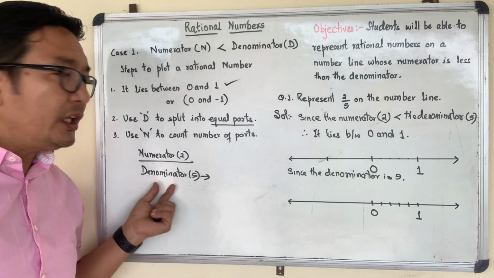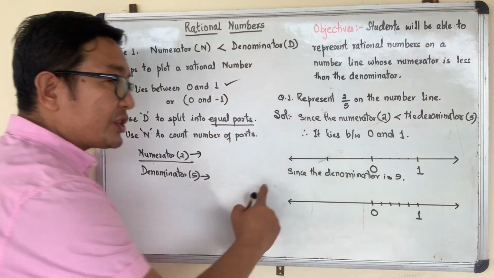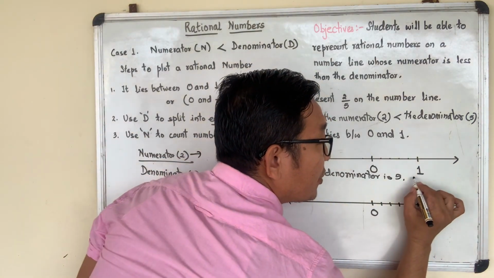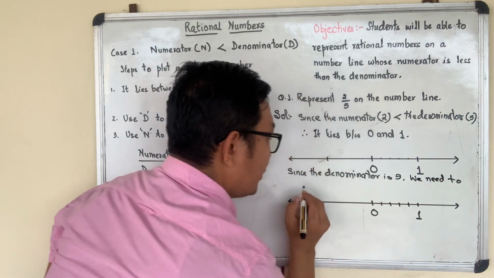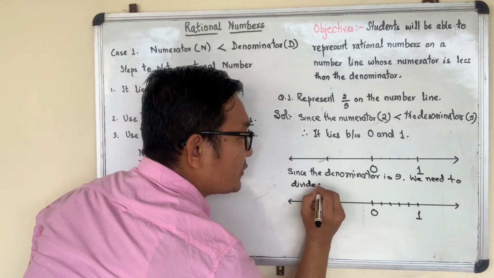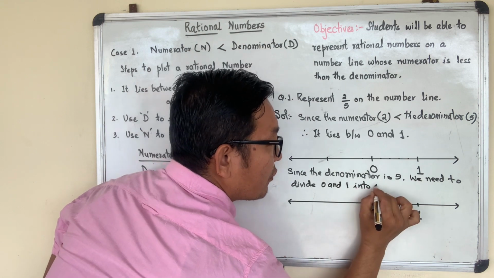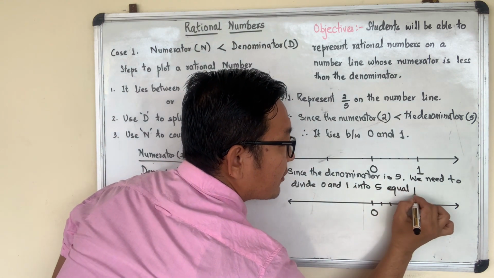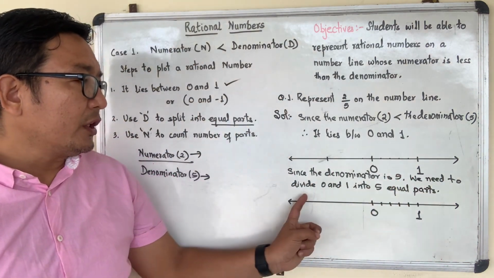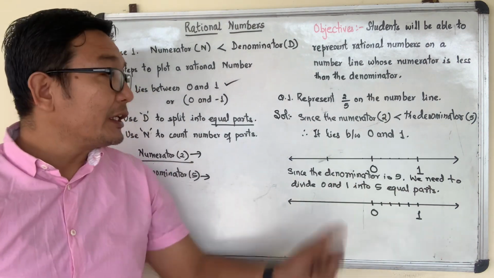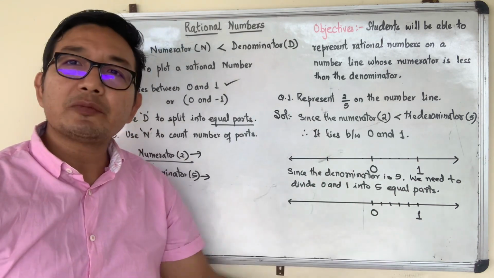So since the denominator is 5, we need to divide 0 and 1 into 5 equal parts. If the denominator is 4, we divide 0 to 1 into four parts. If the denominator is 3, we divide 0 to 1 into three parts.